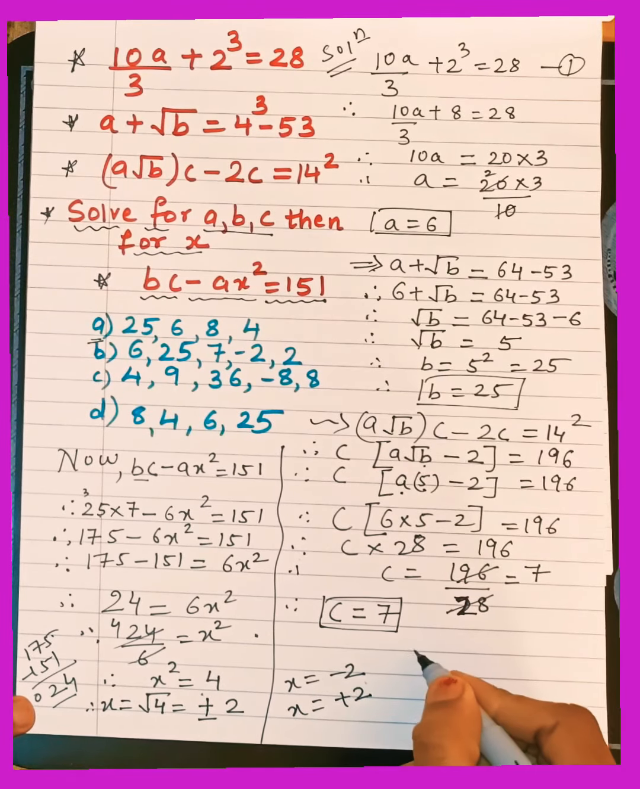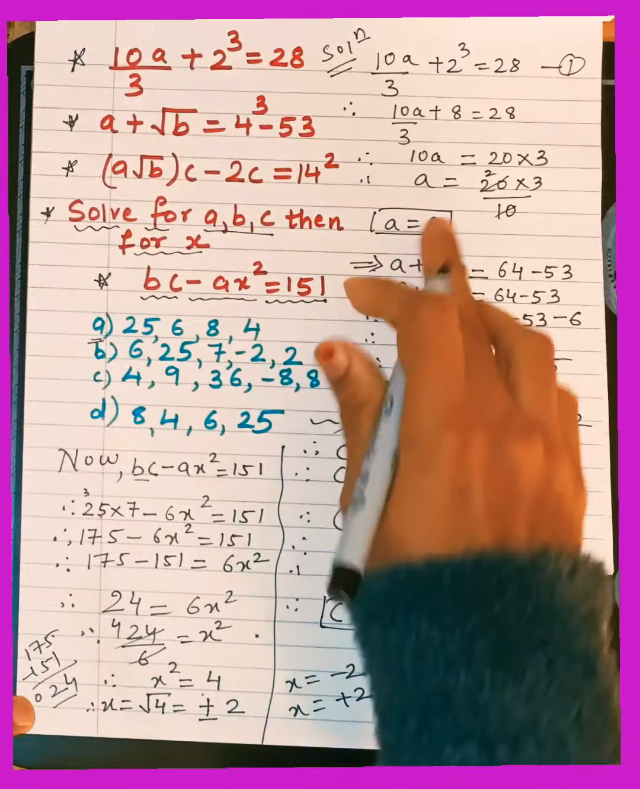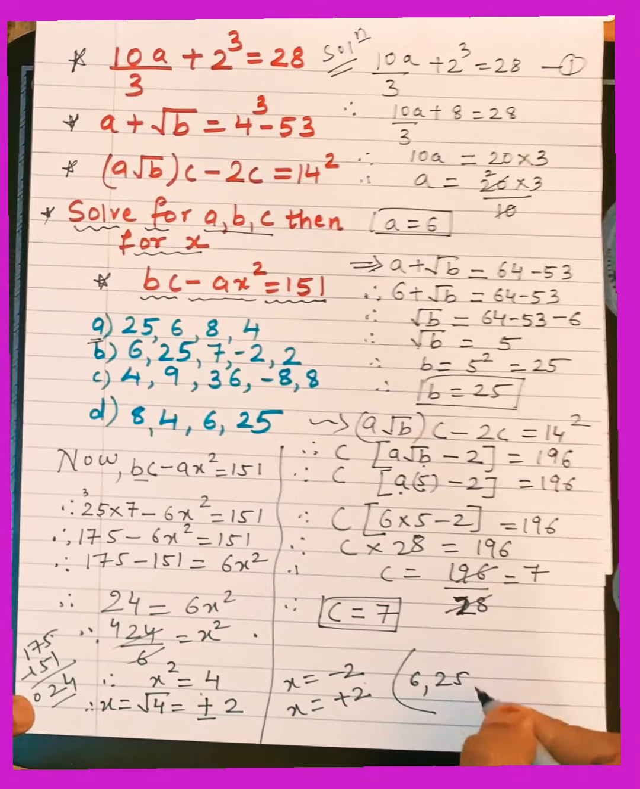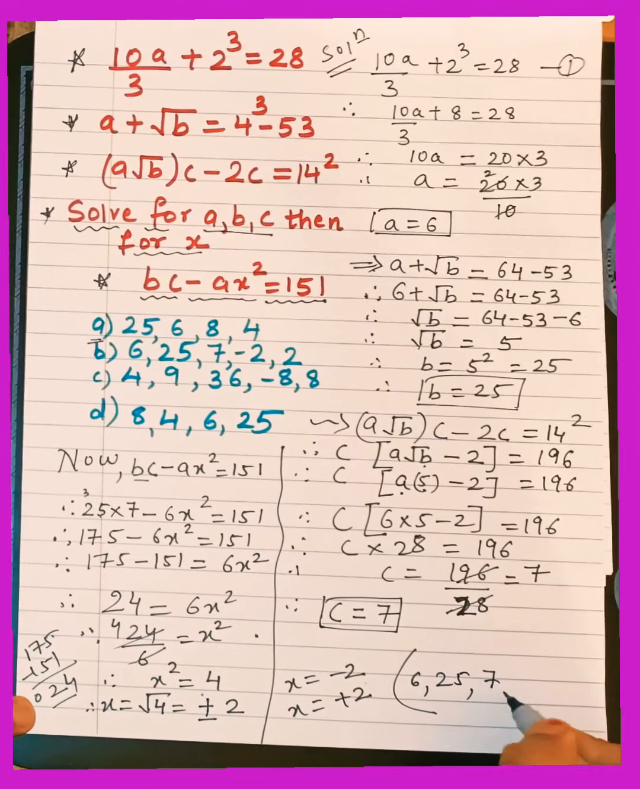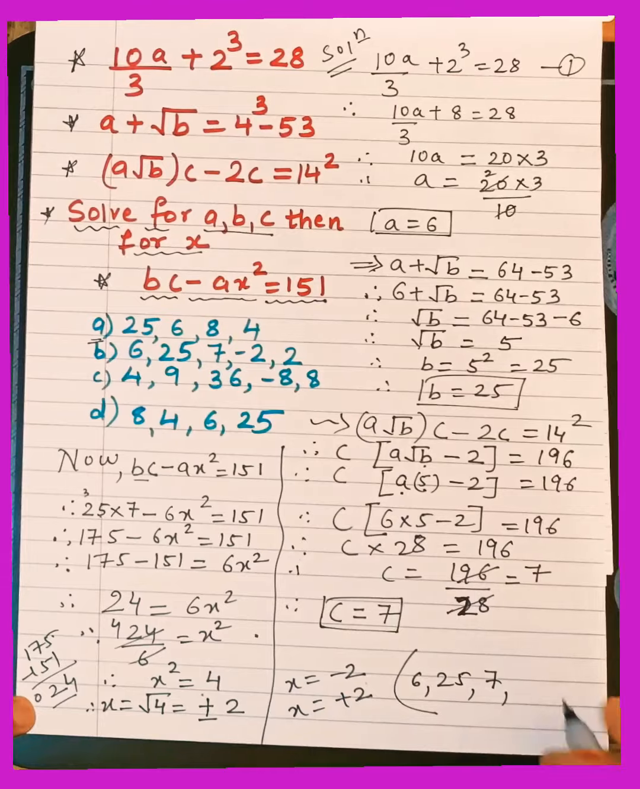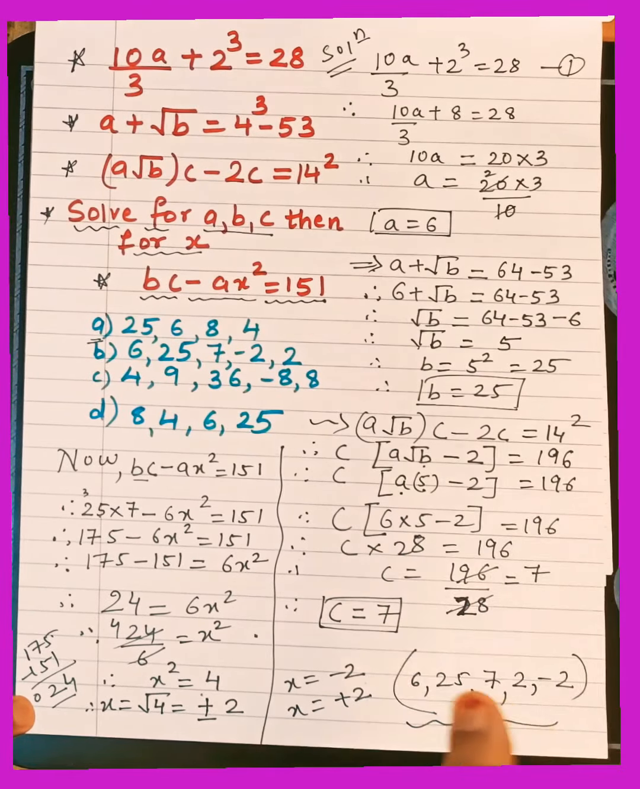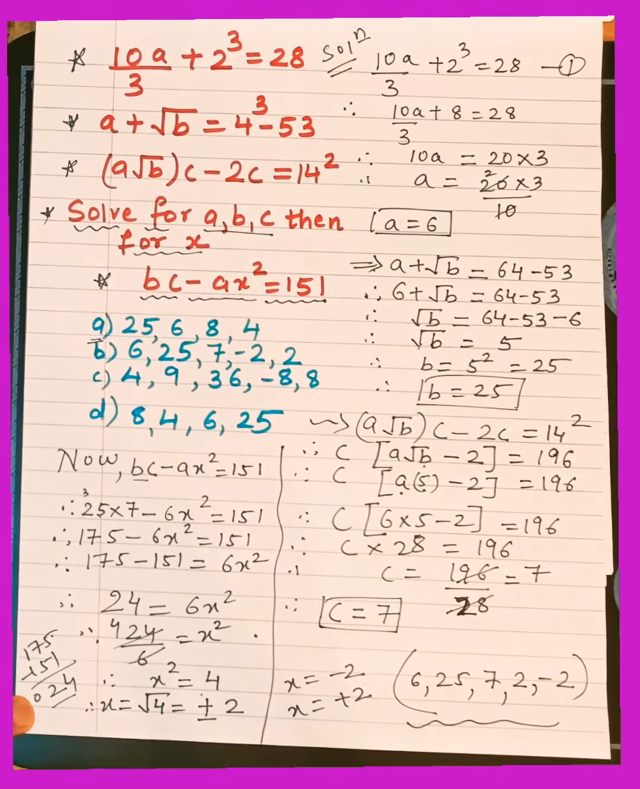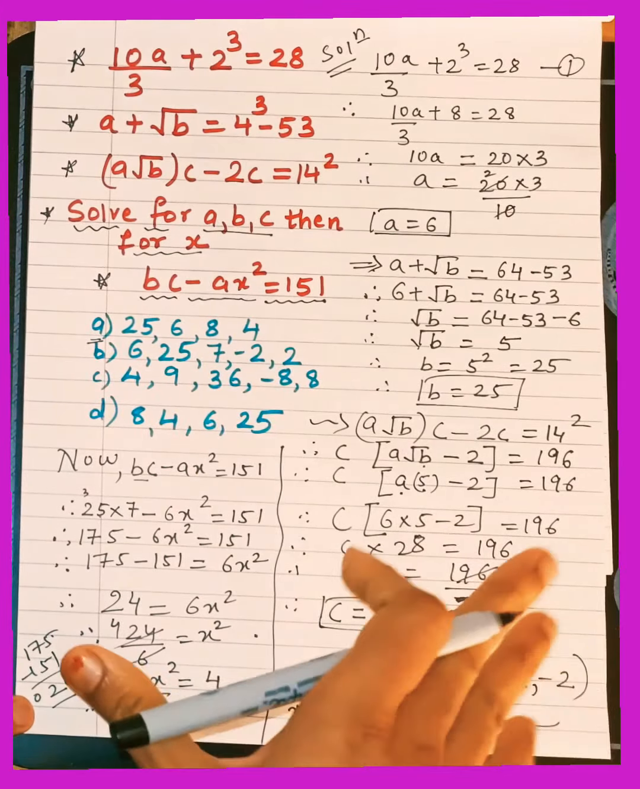So overall, if you see the solution set, A is 6, B is 25, C is 7, and x is 2 and minus 2. This will be the complete solution set for all the variables. I hope you got this question.